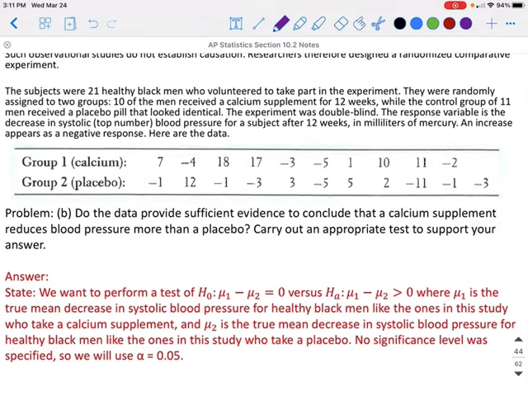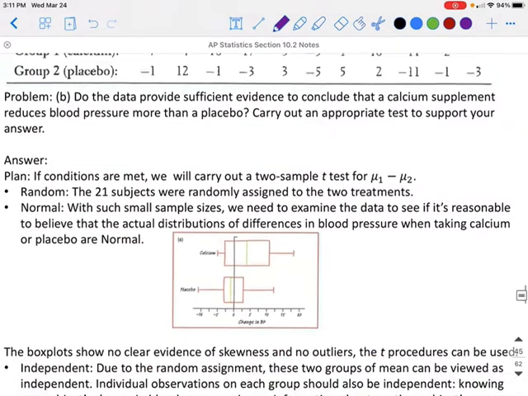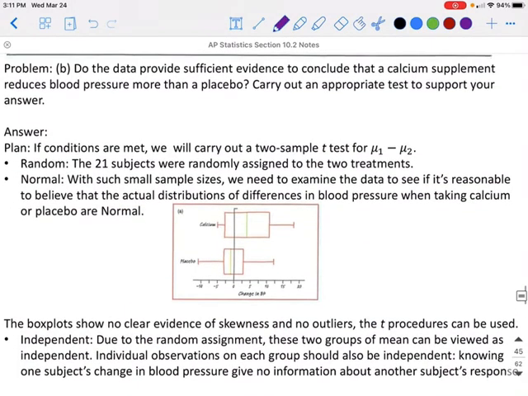Next is when we make our plan. Remember, you should always start your plan with what method you're going to use first, and then you need to check your conditions. So if the conditions are met, we will carry out a 2-sample t-test for mu1 minus mu2. Now, it does need to check the random, normal, and independent.